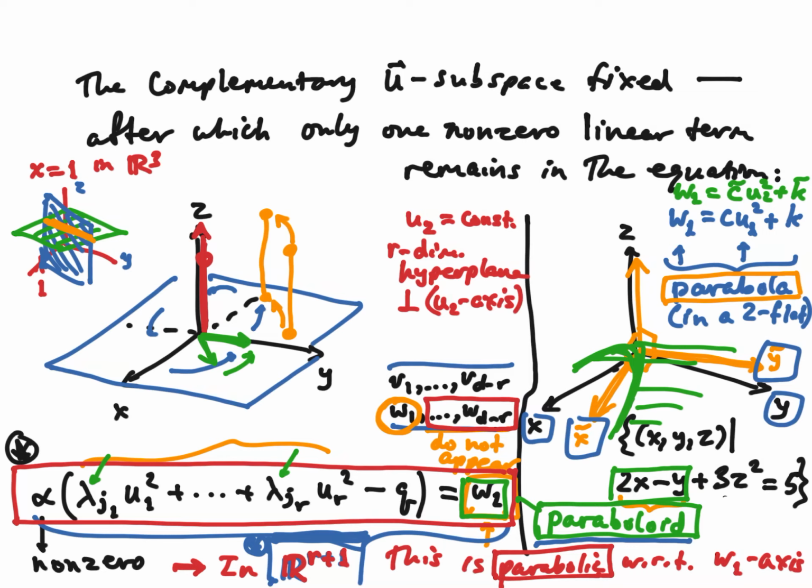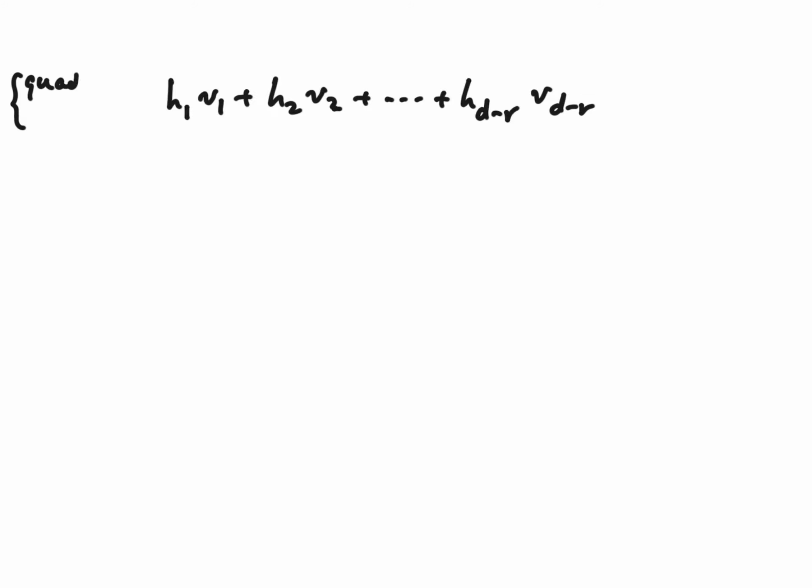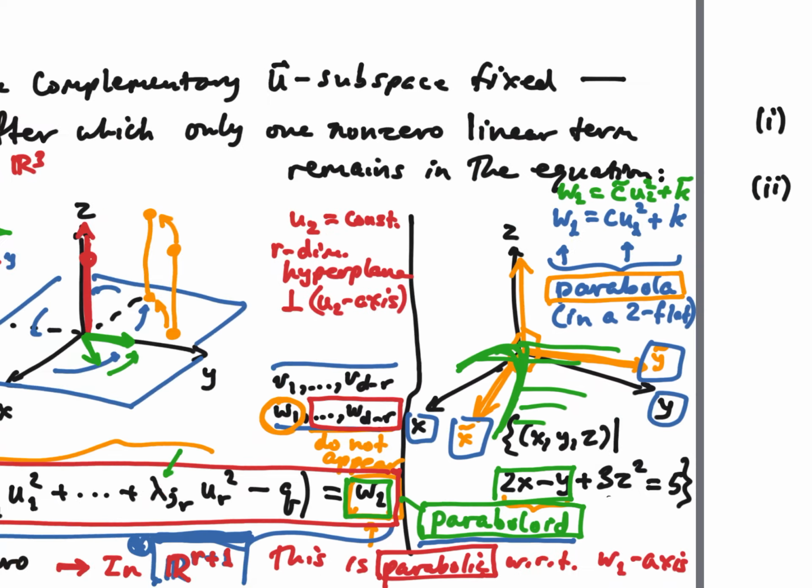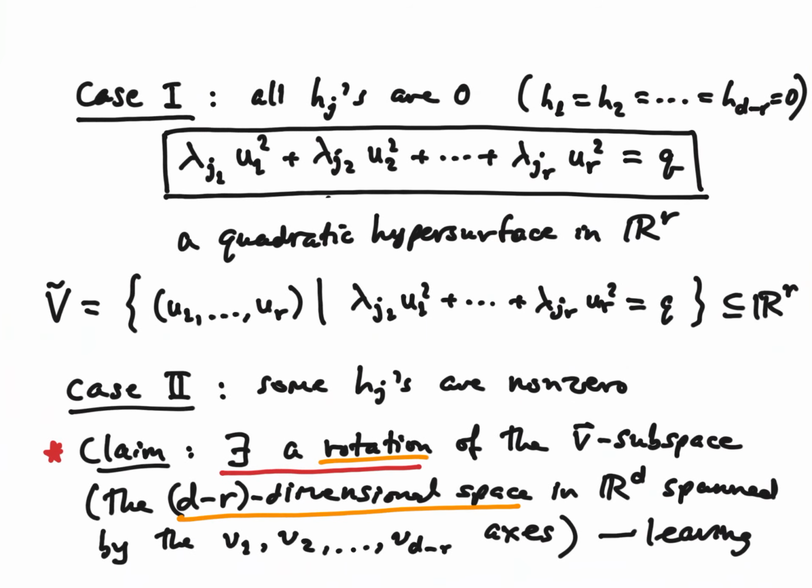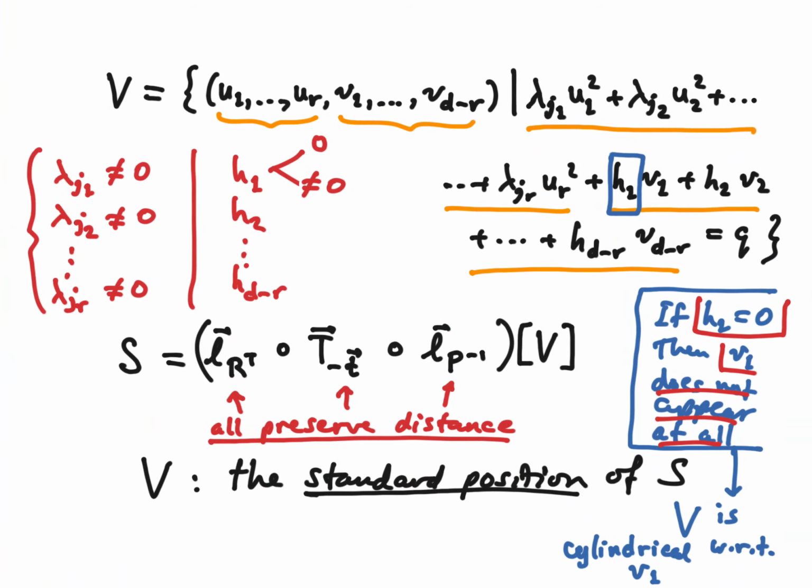Anyway, coming back to this question now, how do I know that such a rotation exists? How do I find it? It's a pretty easy proof. So it goes like this. Remember, we started with the assumption that we had some linear terms. It was h1 v1 plus h2 v2, and then h d minus r v d minus r. Those are just the linear terms. There were also the quadratic terms back here. And then we had a constant term. The whole thing was set equal to a certain constant q. Let me just make sure that I'm remembering that correctly. Yeah, this was the equation here.